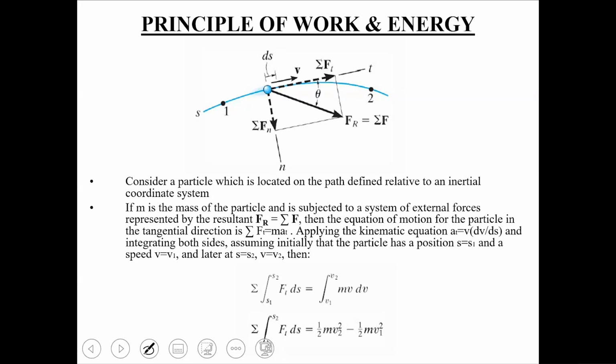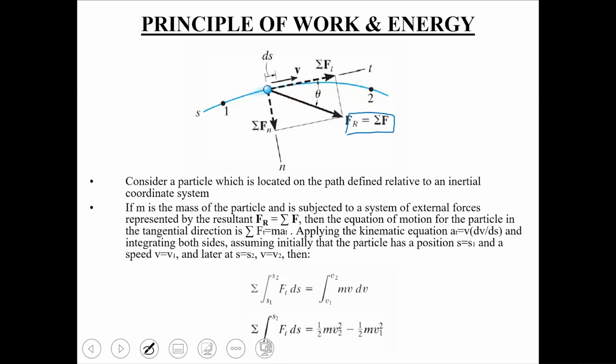Okay, now in order to understand this principle of work and energy, let us consider a particle which is located on the path defined relative to an inertial coordinate system. So this particle is moving on this path shown to you as blue path here. If m is the mass of the particle and is subjected to a system of external forces represented by Fr equal to summation Fn. So आपके पास क्या है कि ये particle जो है वो मुख्तलिफ forces उसके ऊपर act कर रही हैं, and the total unbalanced force acting on the particle is being represented here as summation F.